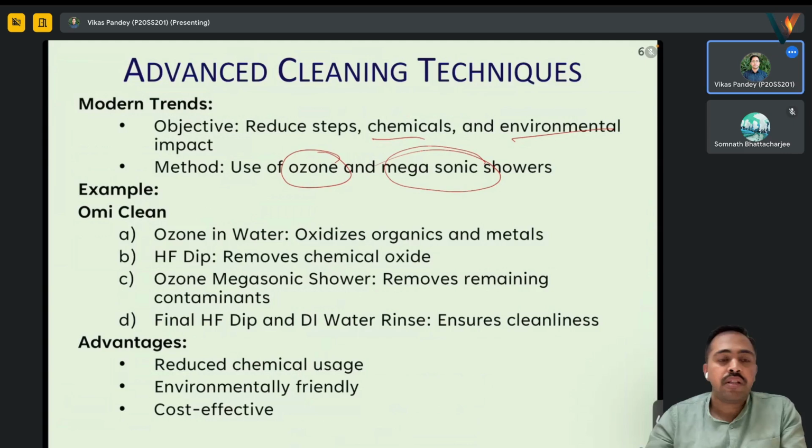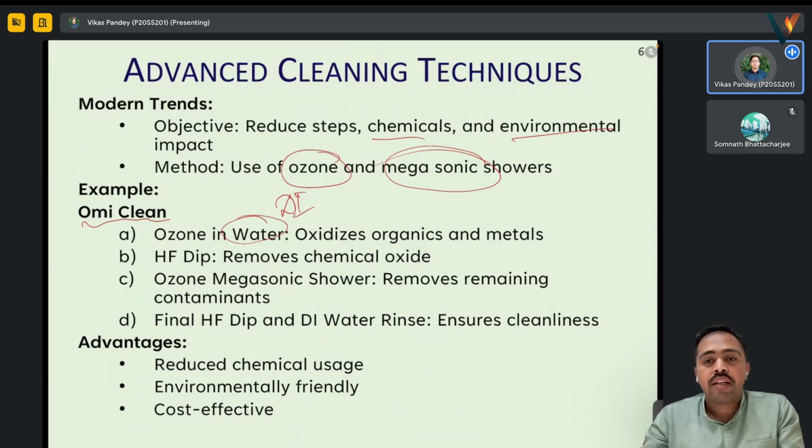One example is OmiClean, where ozone in water is used. The water will be DI water. This oxidizes organics and metals. Then this is followed by an HF dip that removes the chemical oxide that is formed due to the presence of ozone. Ozone is oxygen, so an oxide will be formed. And then an ozone megasonic shower removes the remaining contamination. Finally, an HF dip and DI water rinse is done.